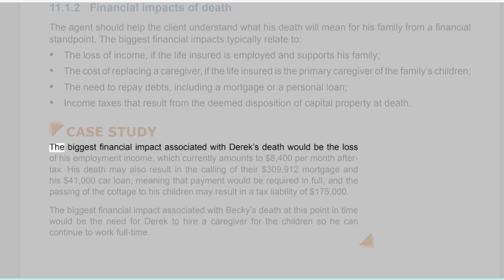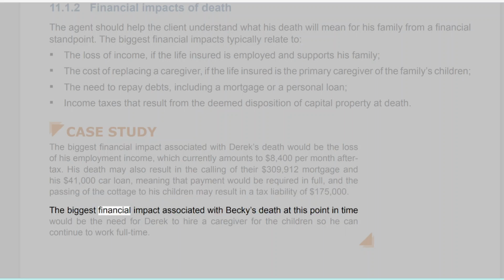Case study: the biggest financial impact associated with Derek's death would be the loss of his employment income, which currently amounts to $8,400 per month after tax. His death may also result in the calling of their $309,912 mortgage and his $41,000 car loan, meaning that payment would be required in full, and the passing of the cottage to his children may result in a tax liability of $175,000.